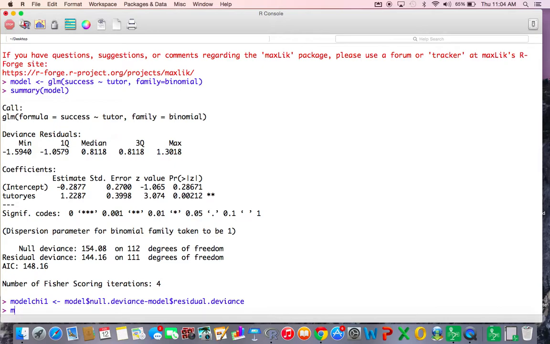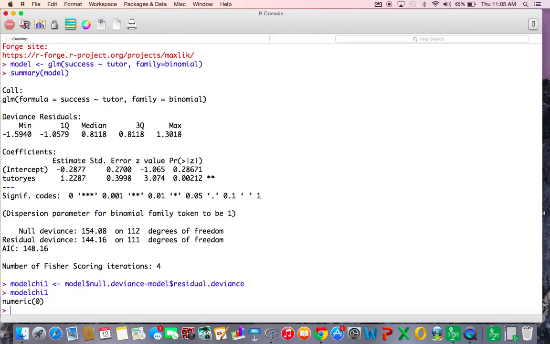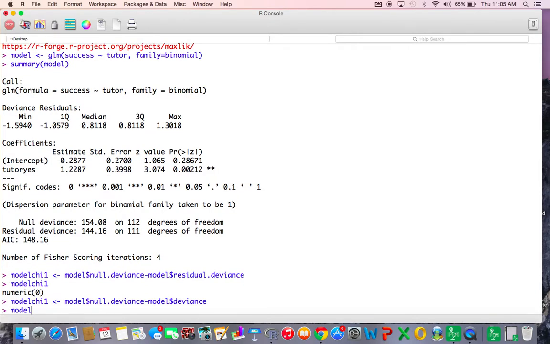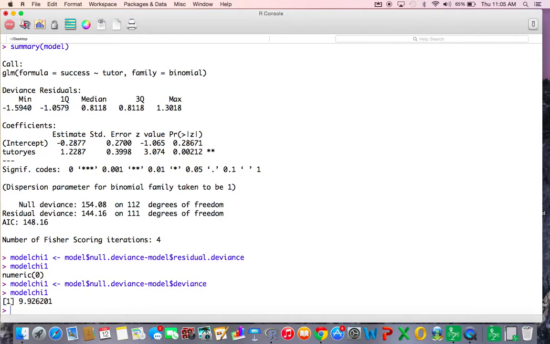Okay. Now, if I want to see that, let's see what happened there. That's never fun. Okay, there we go. That's what I need. So even though it is the residual deviance, we don't put residual there, so don't do that. It's just the deviance of the model. So now we get ultimately this 9.926 is our test statistic.